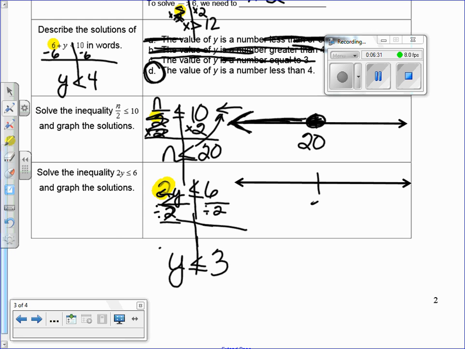So here's my 3. Color in my circle. And again, I'm going to the left. Okay.